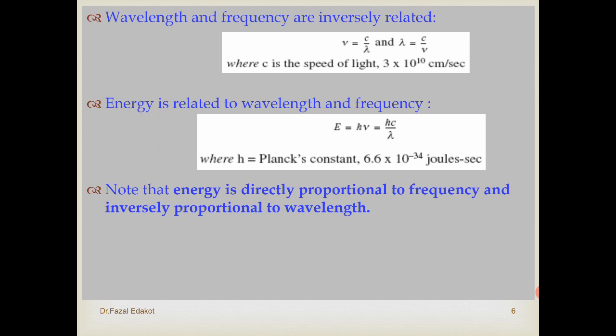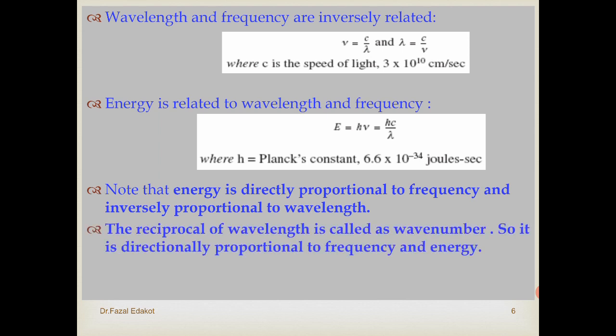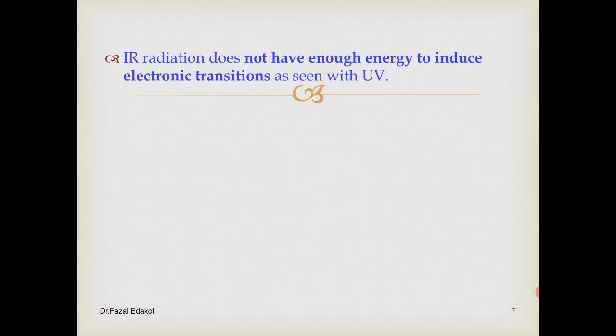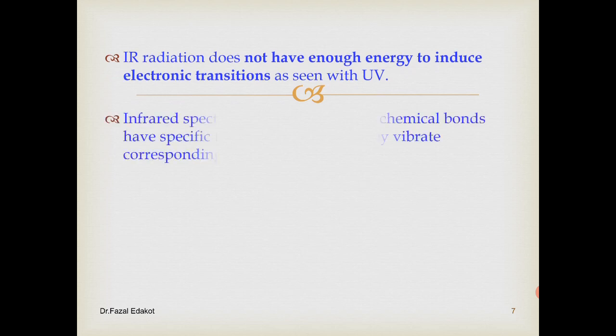There is one more factor directly proportional to energy, that is wave number. So the energy is directly proportional to frequency and wave number and inversely proportional to wavelength. The reciprocal of the wavelength is called wave number, so it is directly proportional to frequency and energy. IR radiation does not have enough energy to induce electronic transitions as seen with UV. Recall the electromagnetic radiation diagram: ultraviolet has more energy than infrared, so infrared is not fit for the work done by ultraviolet radiation.